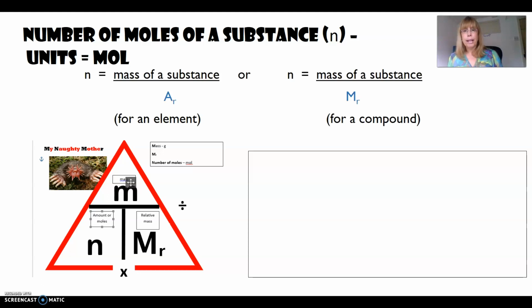So this is the formula. The number of moles is the mass of the substance divided by the relative mass: the relative atomic mass if it's an element, relative molecular mass if it's a compound. If you like using your triangles, I always go 'my naughty mother', with the mass, the number of moles, and the relative mass. If I cover up the n, I'm left with mass divided by the relative mass.